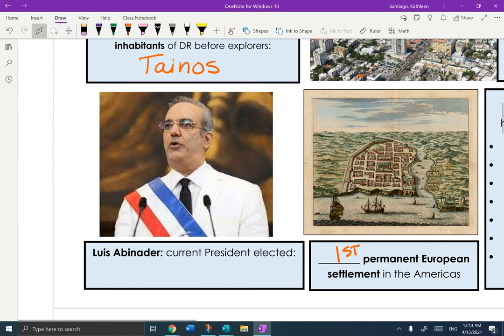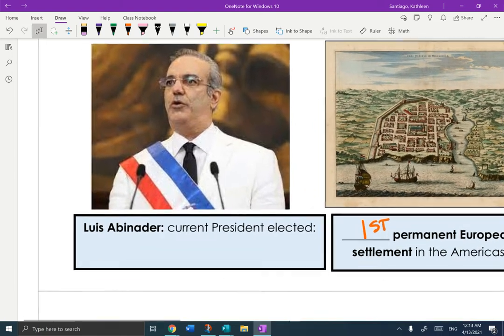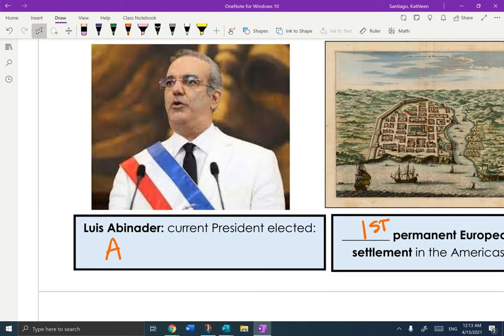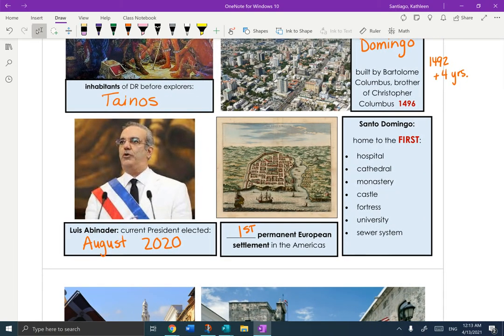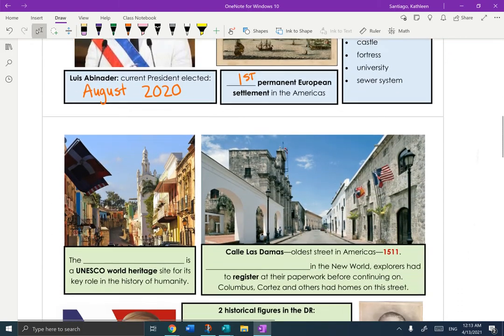Today, Luis Abinader is the current president of the Dominican Republic. He was elected in August of 2020. So right in the middle of the pandemic, August 2020. That completes the first page. Let's go on to the second page.